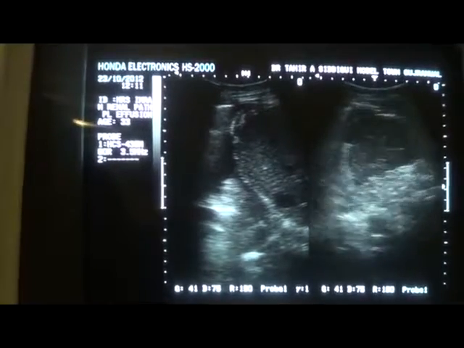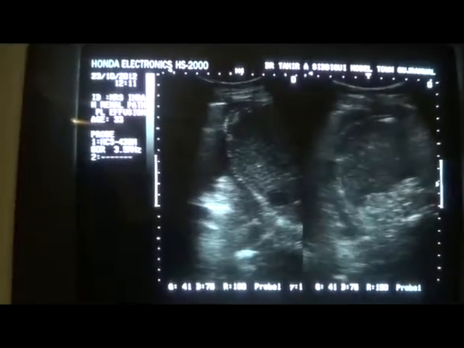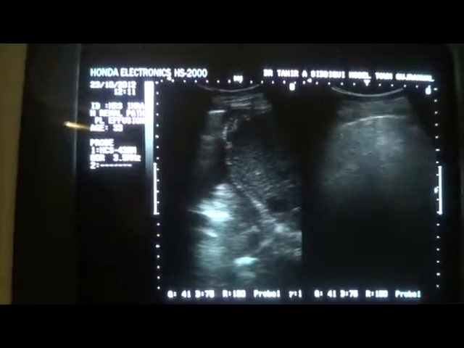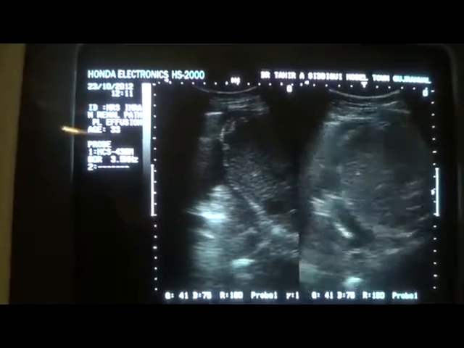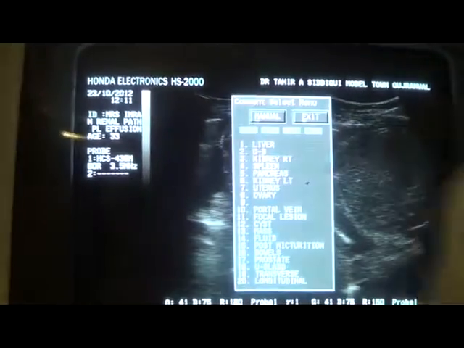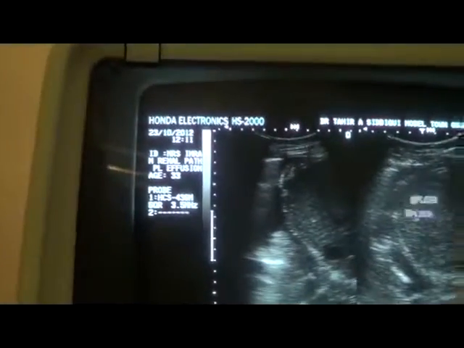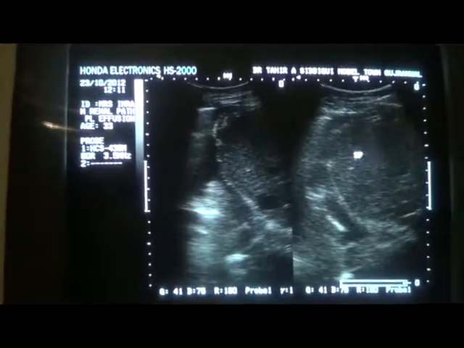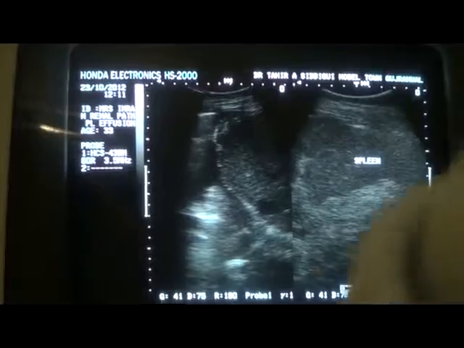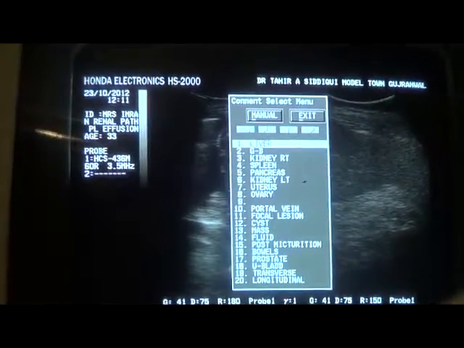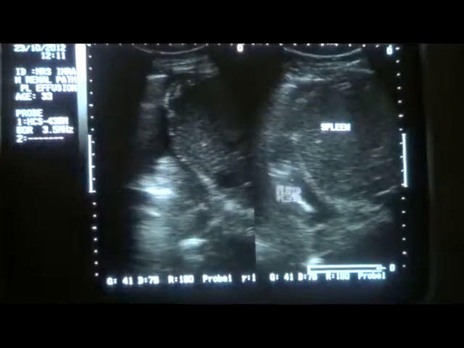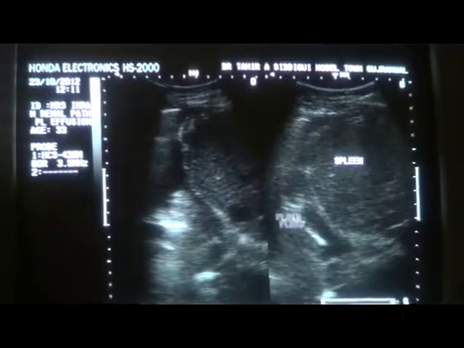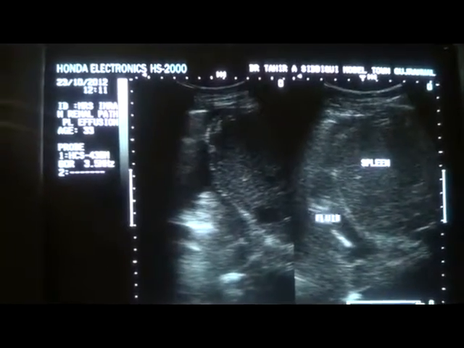This is the spleen, and we can see fluid above the diaphragm in the left pleural space as well. This is the spleen. This area. This is the fluid above the diaphragm in the left pleural space.